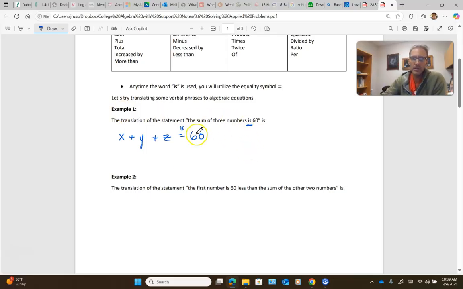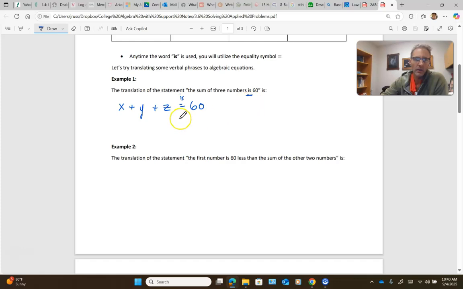Now notice there's nothing to solve. It didn't ask me to solve anything. It just simply said to translate this. Alright, let's look at example 2. We want to translate this statement. The first number is 60 less than the sum of the other two numbers.